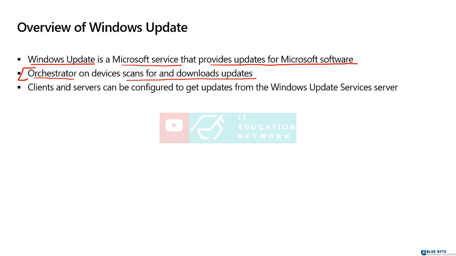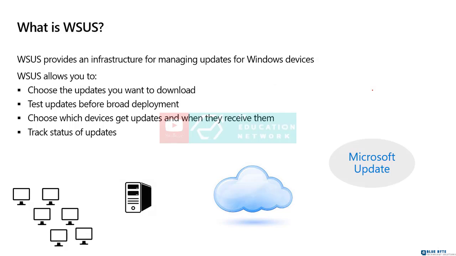By default, we get all updates through the internet from the update.microsoft.com site. What we can do is tell all our devices, clients and servers, they can be configured to get updates from a WSUS server that we have on the network. The reason I want to do that is, one, to limit the amount of bandwidth that's actually used. The other, I want to be able to control which updates get installed on my clients, which updates get installed on my servers.